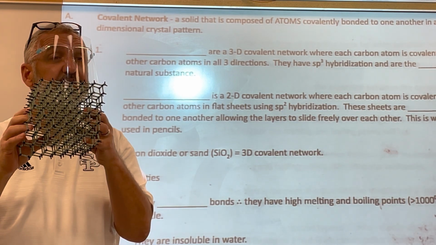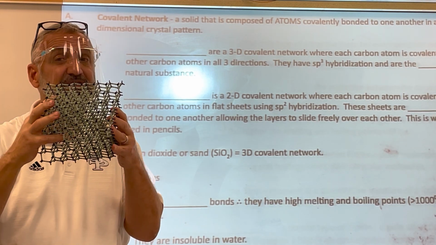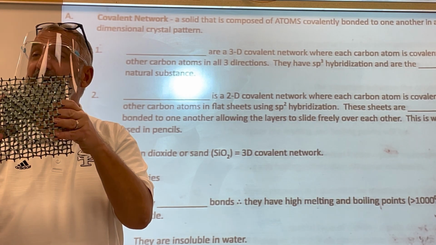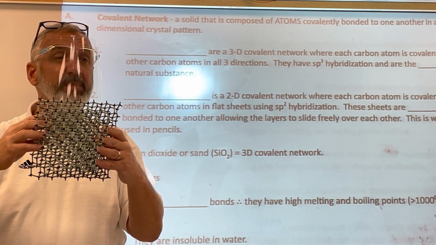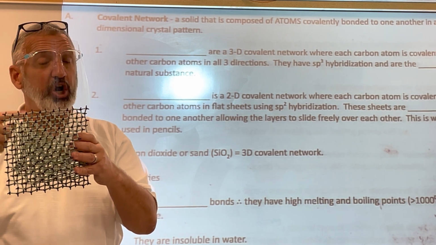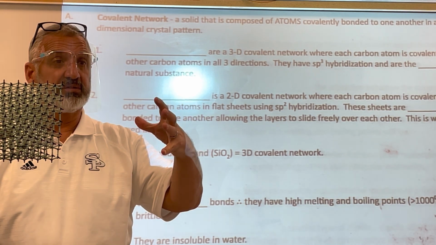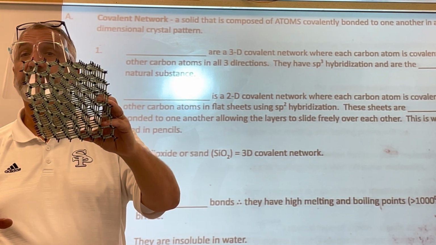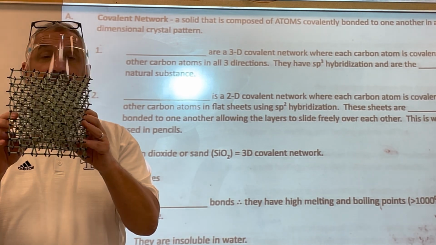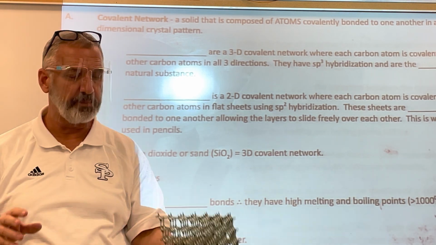This is what we call 3-dimensional. It goes X, Y, and Z. Diamonds are the hardest natural known substance because of the strong covalent network. Instead of having one molecule, you have thousands and thousands or millions of carbon atoms all stuck together in one big huge crystal. So it's a 3-dimensional covalent network, pure carbon, but no molecules. So this is the first covalent network.